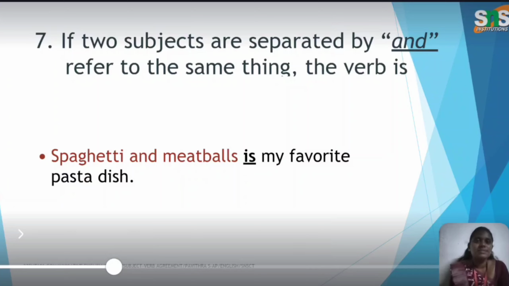The seventh rule is, if two subjects joined by and refer to the same thing, the verb is singular. What I want to say is, if the two subjects are referring to the same thing, we'll be using is, a singular verb there. Spaghetti and meatballs is my favorite pasta dish. Both subjects are referring to the pasta dish, so we are using is there.